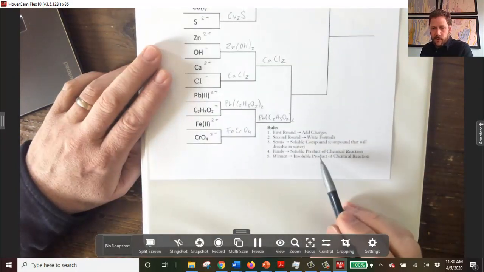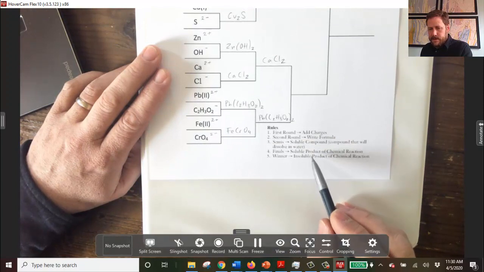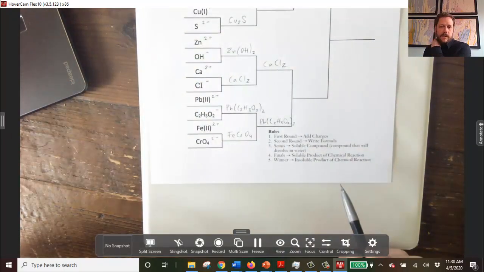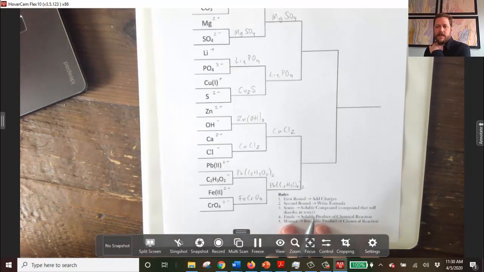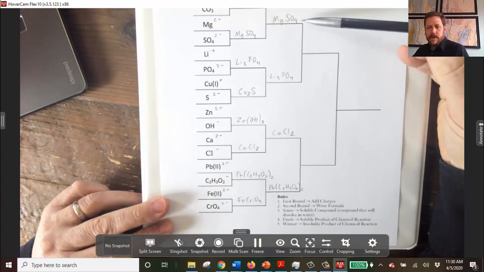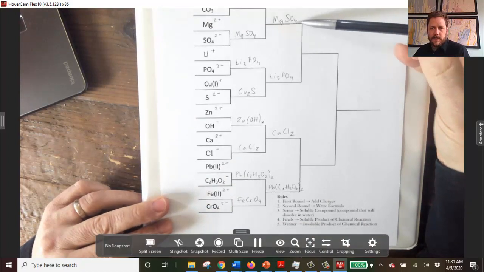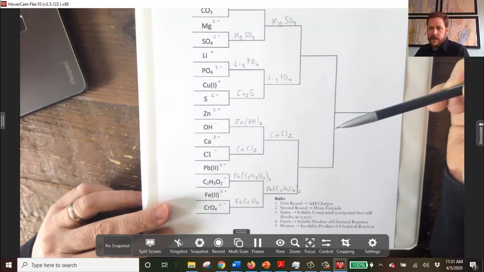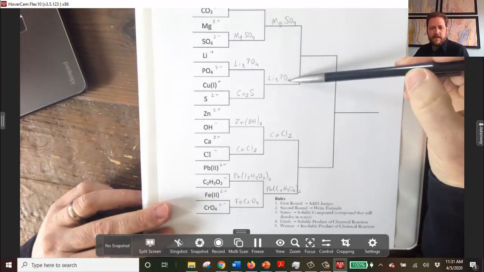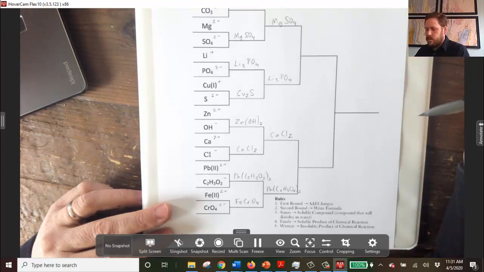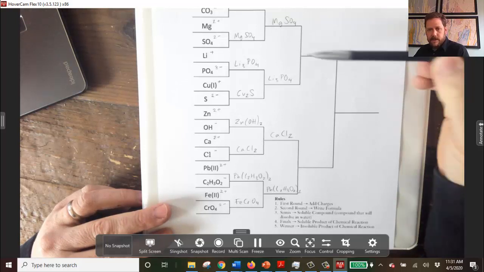Let's look at the rules one more time, and the finals, you can see, are going to be the soluble product of a chemical reaction. Now, this is a little bit more complicated in that we're asked to consider the product of a chemical reaction. In other words, consider a chemical reaction that occurs between this species and this species. That would be a double displacement reaction. We would end up with magnesium phosphate and lithium sulfate. So which of those two is going to be the soluble product of that chemical reaction?